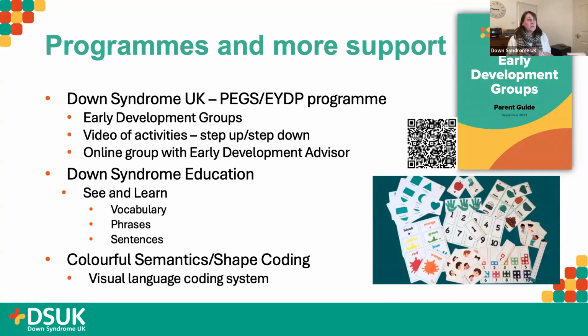There's also an organisation called Down Syndrome Education International, and they produce a set of resources called See and Learn, and they do a See and Learn language and reading program, which covers vocabulary, single words, got some of those matching boards in, putting words together, phrases and sentences. There's also, I've just put on the bottom there, you might come across something called colourful semantics or shape coding. For early years, colourful semantics is more popular and it only really gets introduced with kind of the year before, maybe 2 years before you go to school.